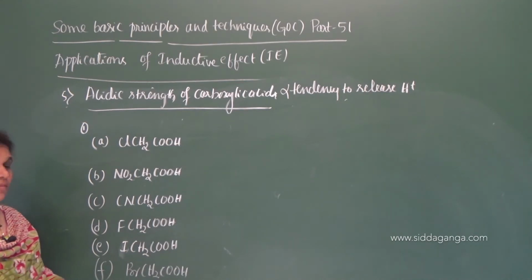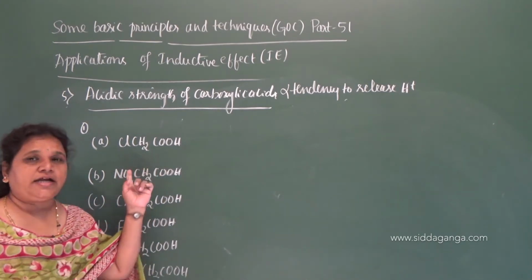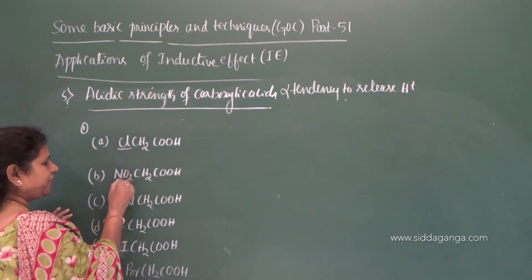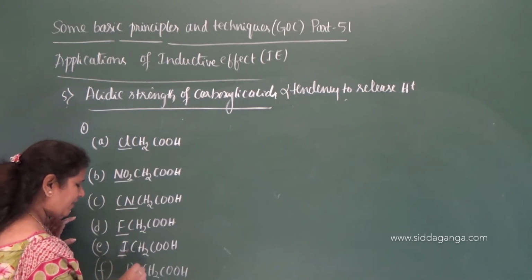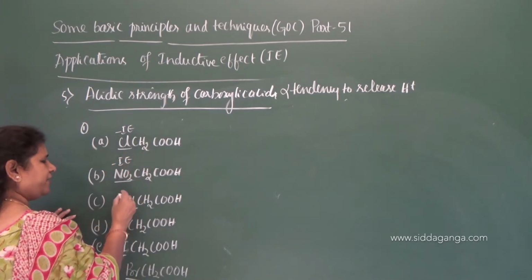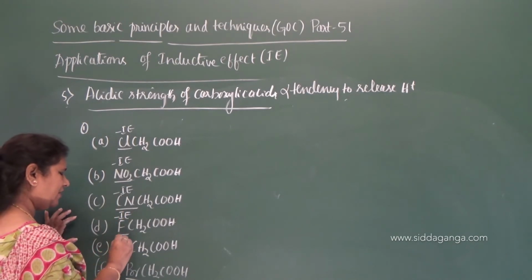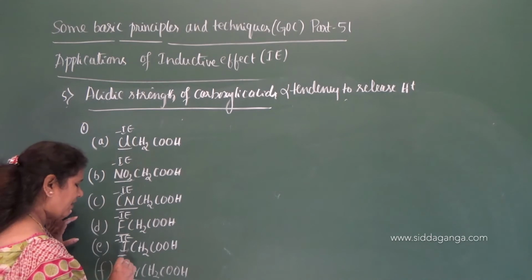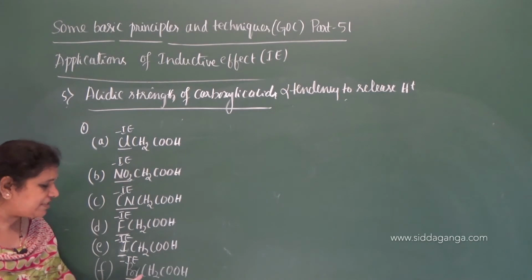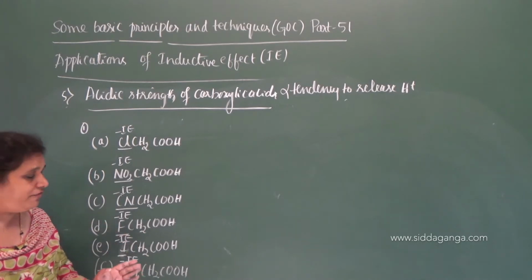So a substituent group with minus I effect is attached to the acetic acid. Here one of the hydrogen atoms of acetic acid is replaced by a group with minus I effect. So you have to identify the group with the minus I effect and the plus I effect. This exerts minus I effect, this also, this also, this also, this also, and this also exerts minus I effect. But all the groups attached exert minus I effect.